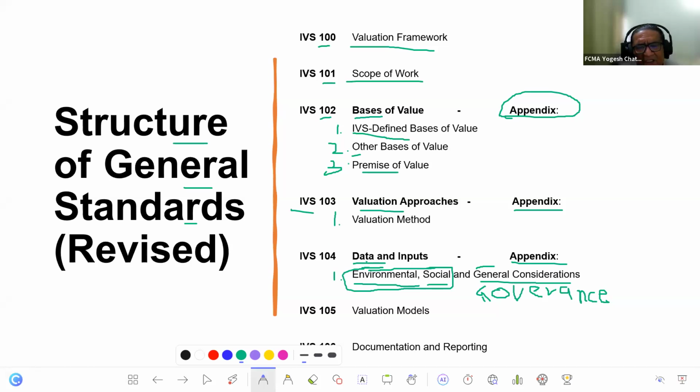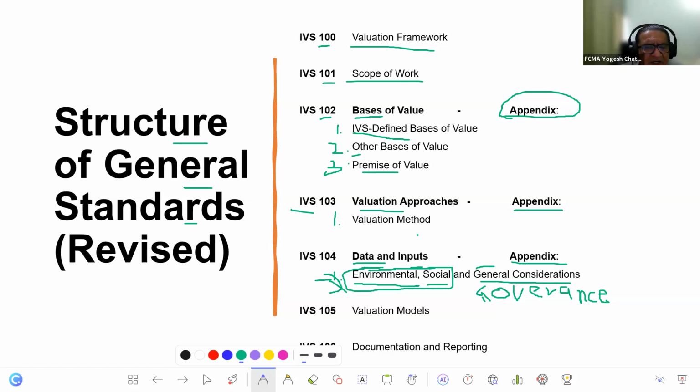Because you will appreciate that measurement of environmental and social consideration is not an easy task. So I will suggest you kindly go through this new version of the International Valuation Standards, more particularly the guidance on ESG consideration, so that when it is required to be implemented compulsorily from next year onwards, you are well equipped about that.